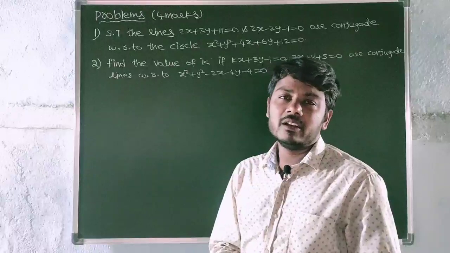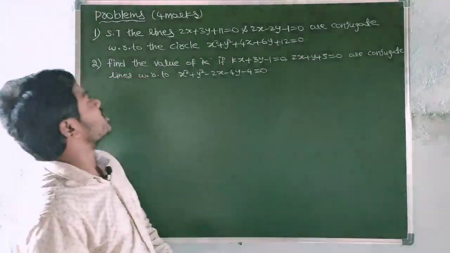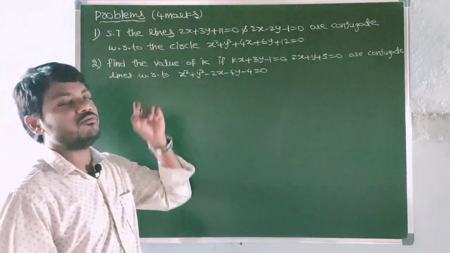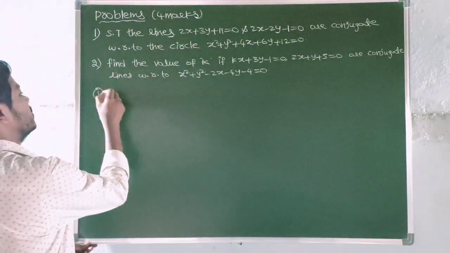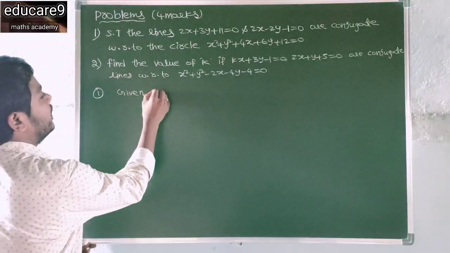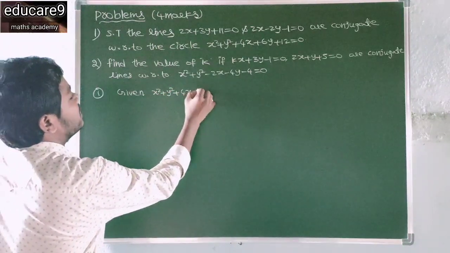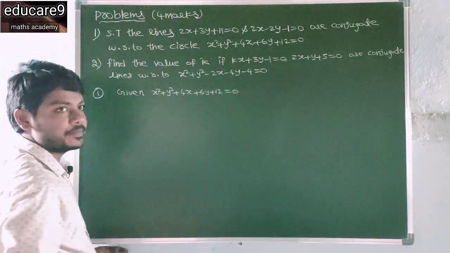Hi, hello everyone. For this session, we will discuss a few problems. See the first problem. Show that the lines are conjugate with respect to the circle. Given circle x square plus y square plus 4x plus 6y plus 12 is equal to 0.